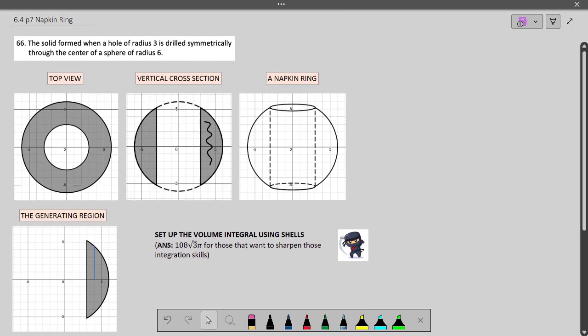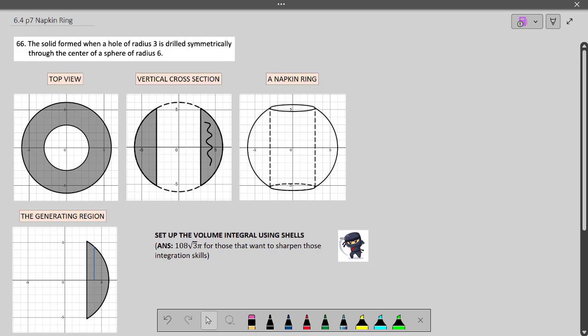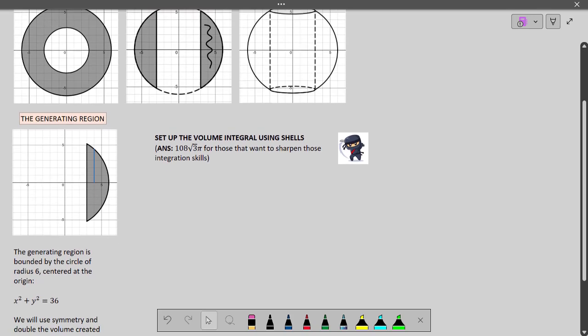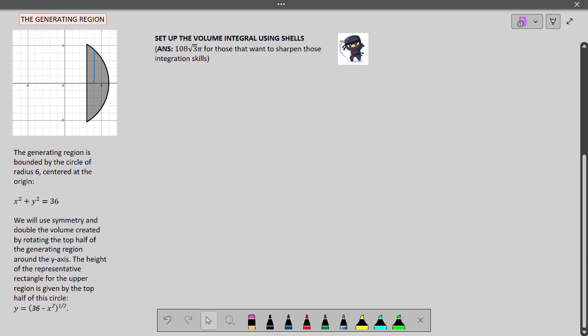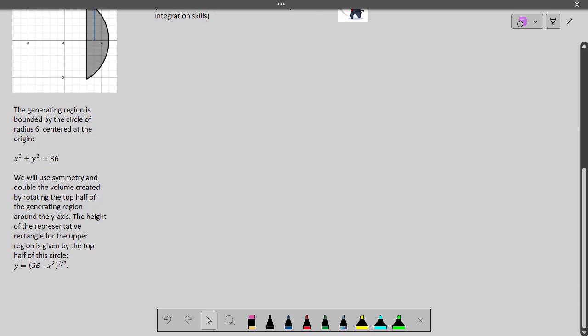We're told that the sphere has a radius of 6, and we're going to drill out the core with a radius of 3. So this outer circle has a radius of 6, so that's what that equation looks like. x squared plus y squared equals 36. And if you were to look at the top half of the circle, you would solve this for y and choose the positive square root. You would choose the negative square root for the lower half of the circle. So there is the equation of the upper half of the circle, right there.